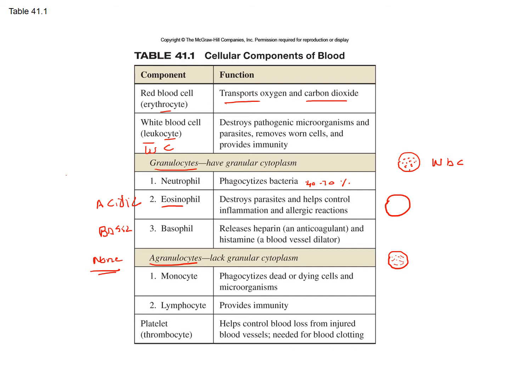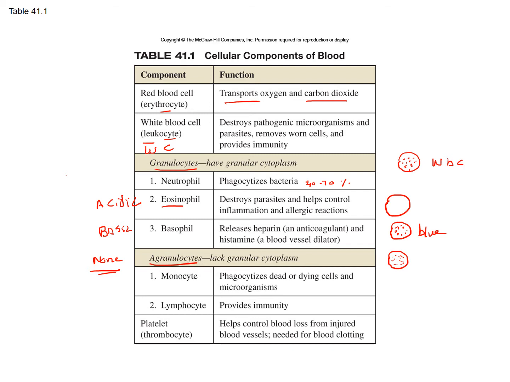What that means is, for the eosinophil, you can stain the cytoplasm of this cell with acidic dye, which is why it looks red inside. And the other one, the basophil, or the basic, the cytoplasm usually loves the basic dye. They're going to look blue when you stain them.